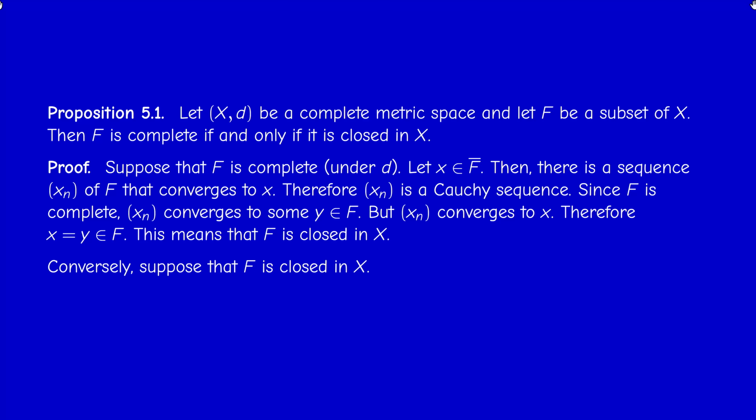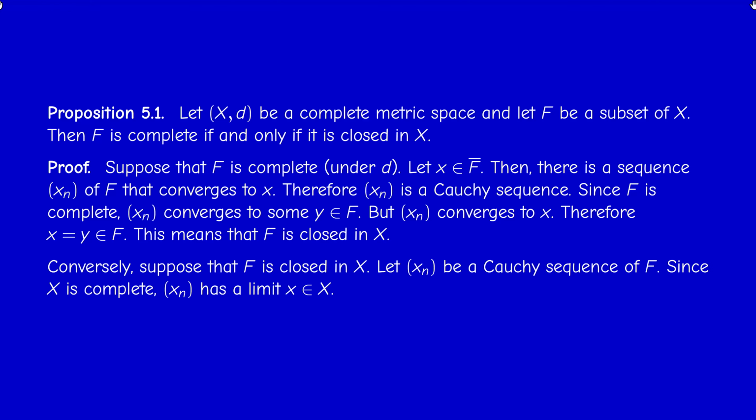Now, conversely, suppose that F is closed. We want to prove that F is complete. So we take an arbitrary Cauchy sequence xn in F. But F lives in a complete space. So xn is a Cauchy sequence in the complete space X. Therefore, it has a limit x. So xn converges to x, but x must be in F bar. But since F is closed, F equals F bar, and therefore x belongs to F. Therefore, the sequence xn converges to an element in F. So when we talk about completeness, the limit must be in the space.